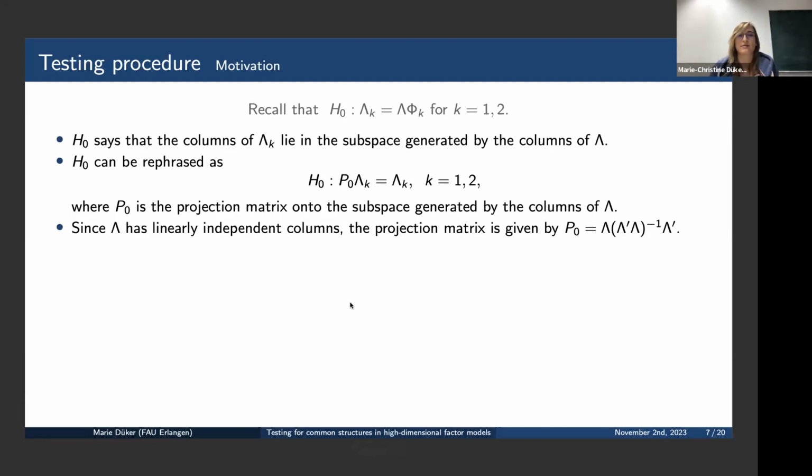And since lambda has those linearly independent columns by assumption under the hypothesis, the projection matrix has this very nice form.